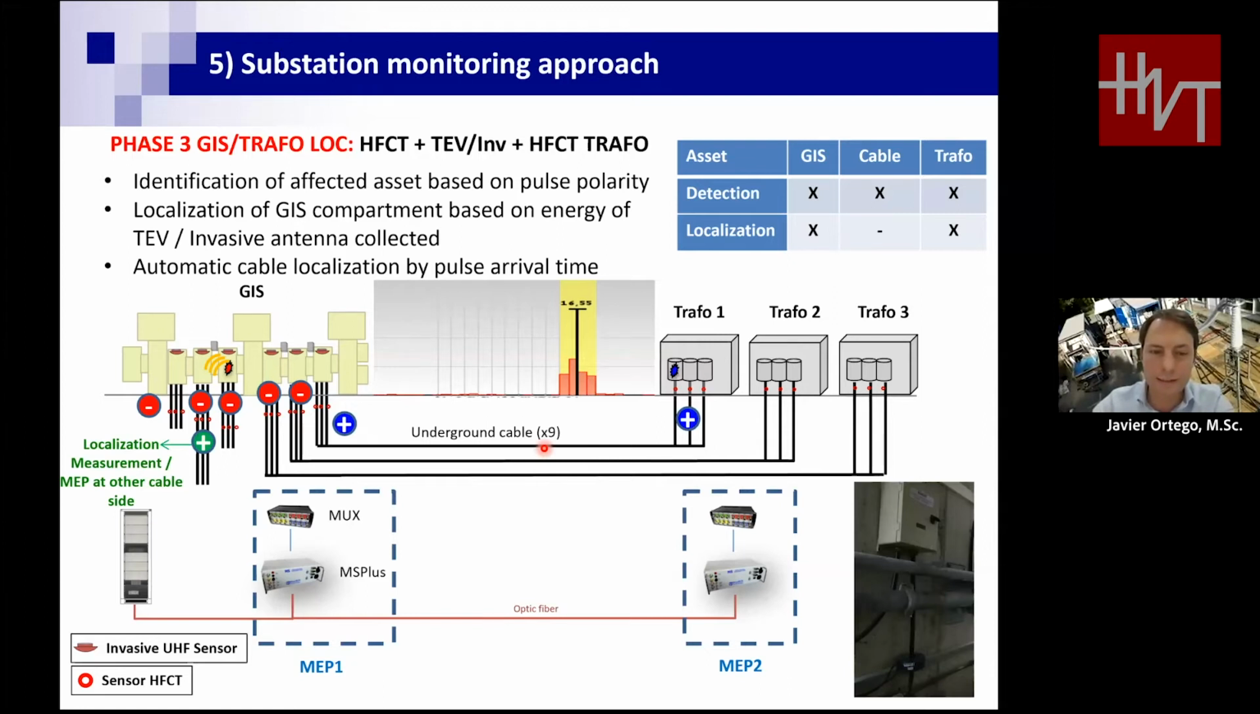Using the different arrival time of the pulses to the sensors synchronized by fiber optic, we will obtain this automatic PD mapping. For instance, if we have a PD coming from the transformer 1, we will have an automatic PD mapping that is showing to us that we have a concentration of PDs on the side of the transformer. So we will reach the maximum capability for localization inside the substation with these two units multiplexed, combining high frequency, ultra high frequency sensors.